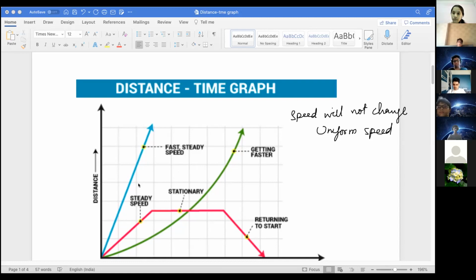So in this case, two objects are there, so you can compare the speed. For example, see over here. This red object is moving with uniform speed till here. After that, it is a horizontal line. Just see the graph and tell me, horizontal line means? It stopped, ma'am. It stopped for a while. Correct. That means it stopped from here to here.